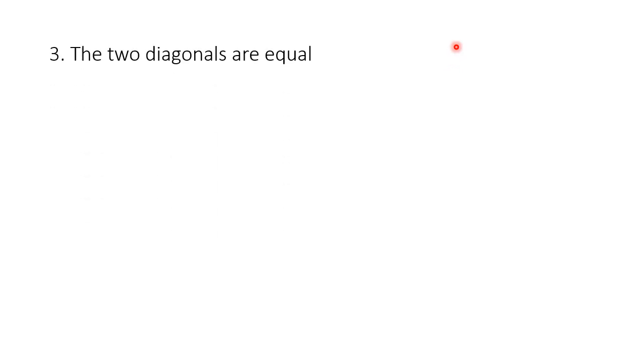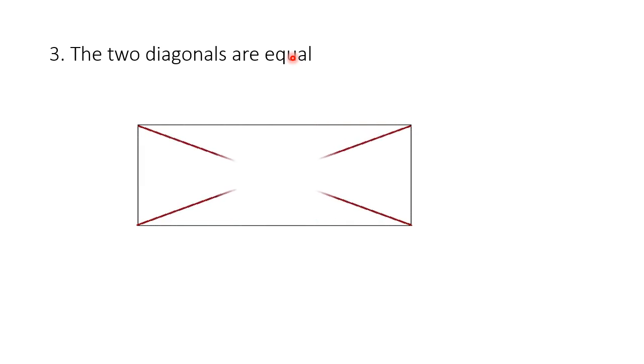And the third property is two diagonals are equal. Diagonal means, see here, these two horizontal lines are the length in rectangle. If you draw lines between the opposite corners, those two lines are called diagonals. Here I have denoted them in brown color. So these two lines are diagonals and those two lines are also equal in measure for rectangle.